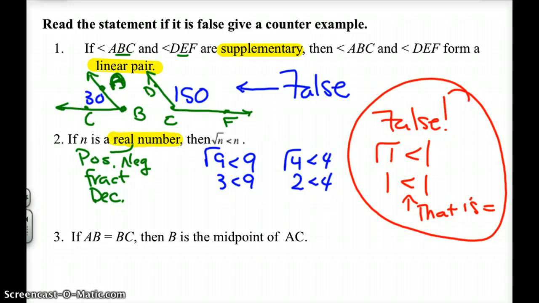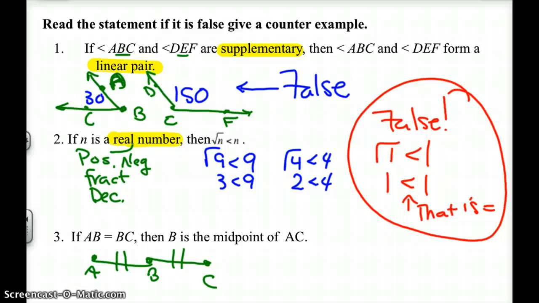Our last problem, if you have AB equaling BC, then B is the midpoint of AC. So is that going to be true all the time? Take a minute and try and draw a picture. I'm guessing what you guys have drawn right now is you've done this. You've done A, you've drawn B, and then you've drawn C, and you're saying, hey, these two are going to be the same amount. And so you're saying, hey, it's going to be true all the time.